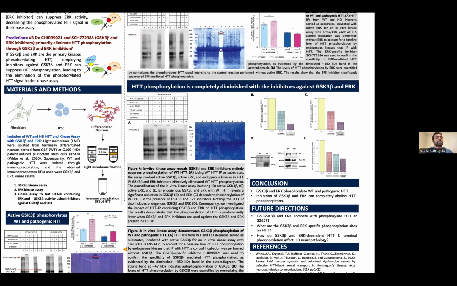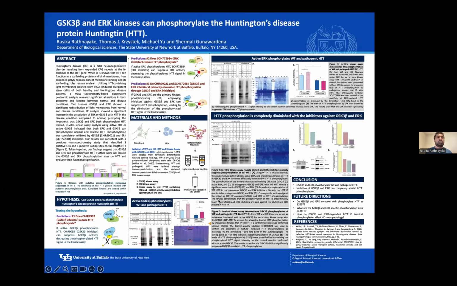We also tested the presence of endogenous kinase with our Huntingtin IP, and it confirms our Western blot analysis. And then we wanted to test the effect of those endogenous kinases on Huntingtin phosphorylation. It also followed our same observation, as endogenous kinases ERK and GSK3 beta largely contribute to Huntingtin phosphorylation, and with the presence of inhibitors against the kinases, Huntingtin phosphorylation was greatly reduced.